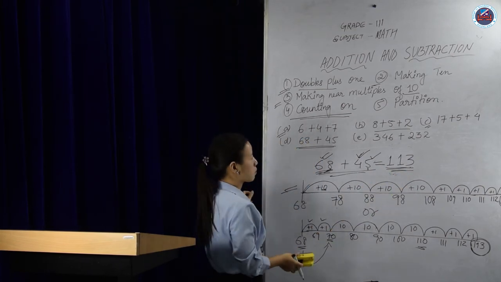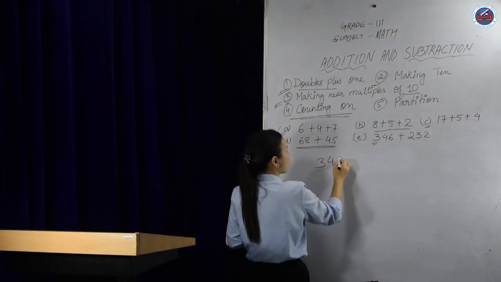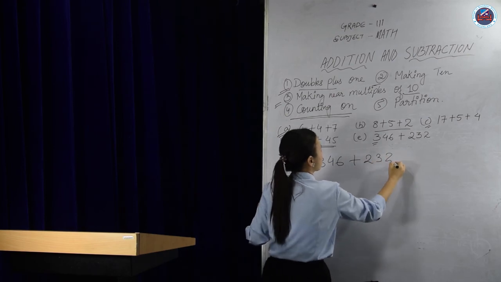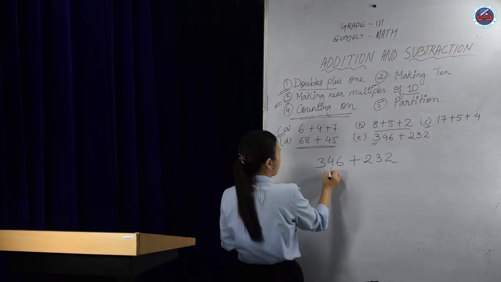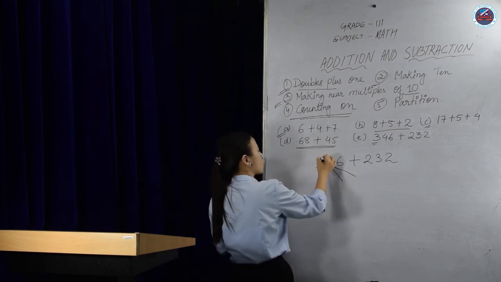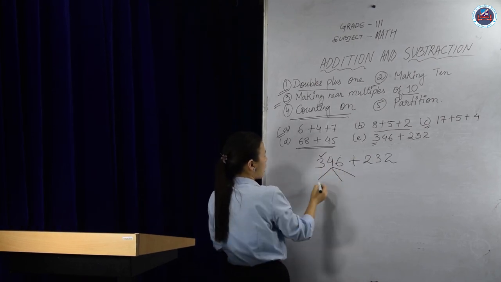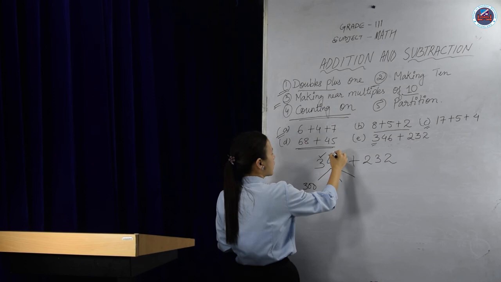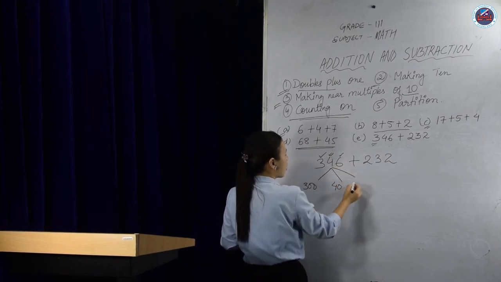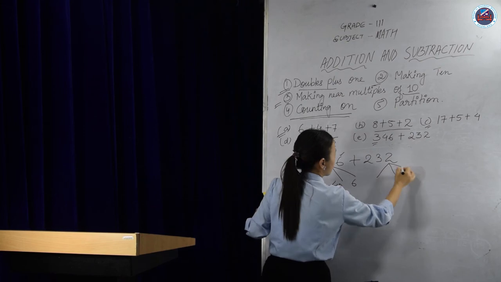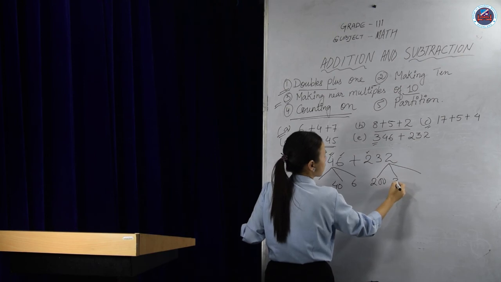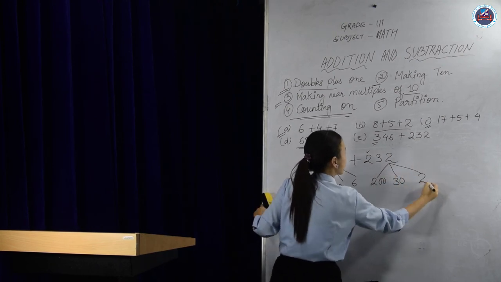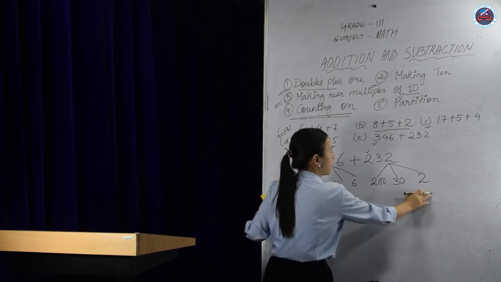Now last we will go to the partition method. We're going to use the numbers 346 plus 232. Partitioning means we're going to break up the numbers into their place values. We have 346, so 3 in the hundreds, so 300, 4 in the tens, so 40, and 6 in the ones, so 6. Now what about this one? 2 in the hundreds, so 200, 3 in the tens, so 30, and 2 in the ones, so 2. So we have partitioned the numbers.